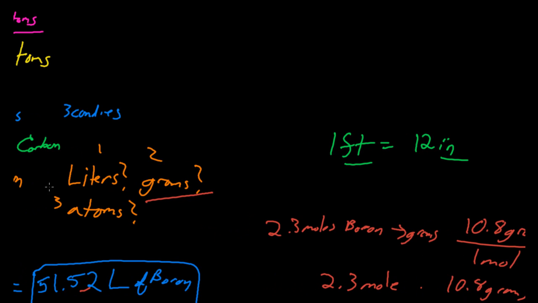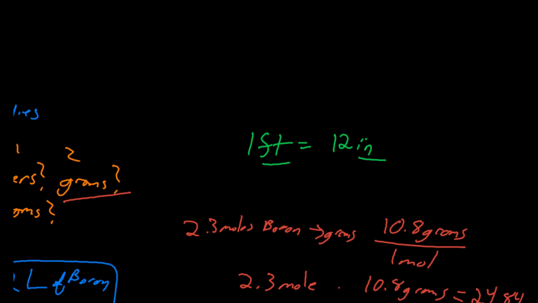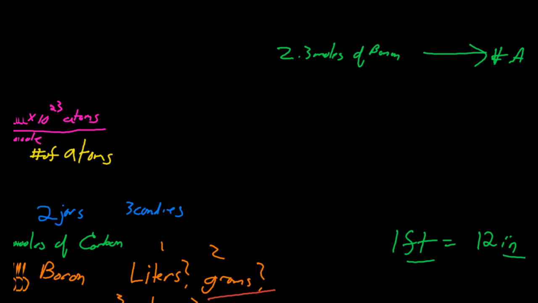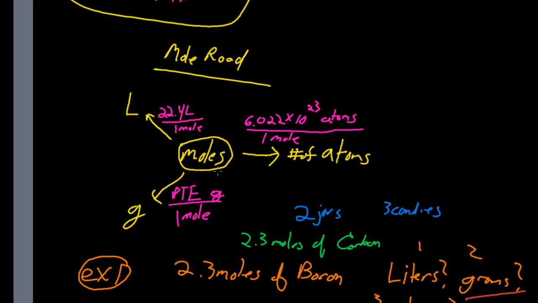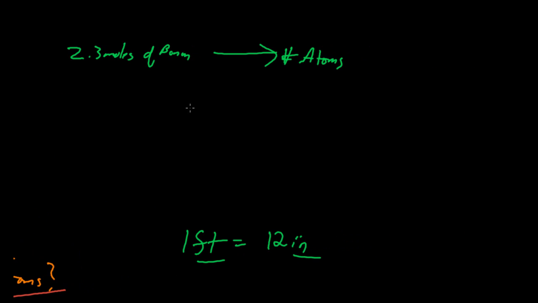Okay, so our last one is we need to find the amount of atoms in 2.3 moles of boron. So we'll go up here a bit. We have 2.3 moles of boron, and we want to go to the number of atoms. And if we look over here at our mole road, when we go from moles to atoms, we know that there are 6.022 times 10 to the 23rd atoms per 1 mole. So we can use that over here.